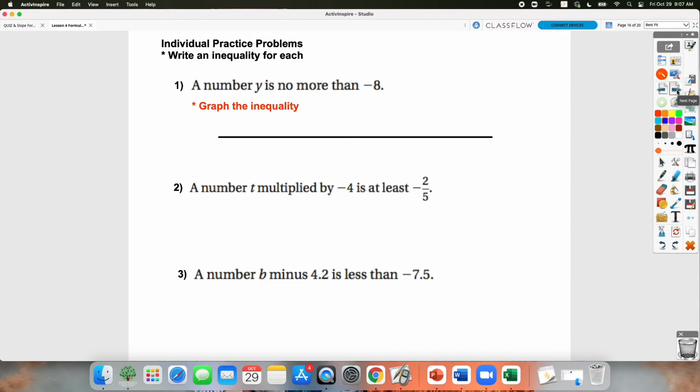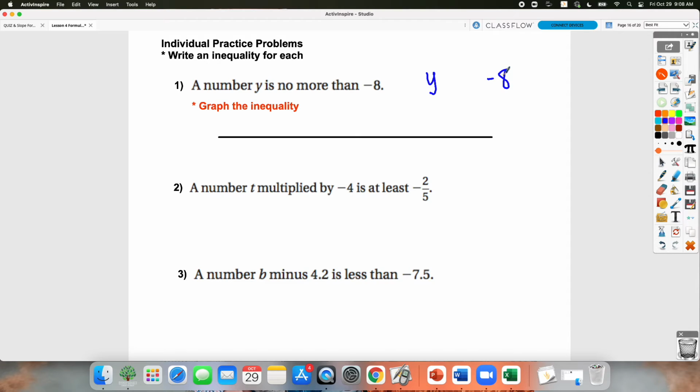Okay, so now we're going to be translating and graphing some inequalities. So we're going to do number one together, and then I'm going to kind of turn y'all loose. So number one, it says a number y is no more than negative 8. Okay, so first we're going to translate. So I know I'm comparing y and negative 8. If y is no more than negative 8, raise your hand if you think you know what kind of symbol needs to go in between those two things. Trey, what do you think? Okay. Is it strictly less than?